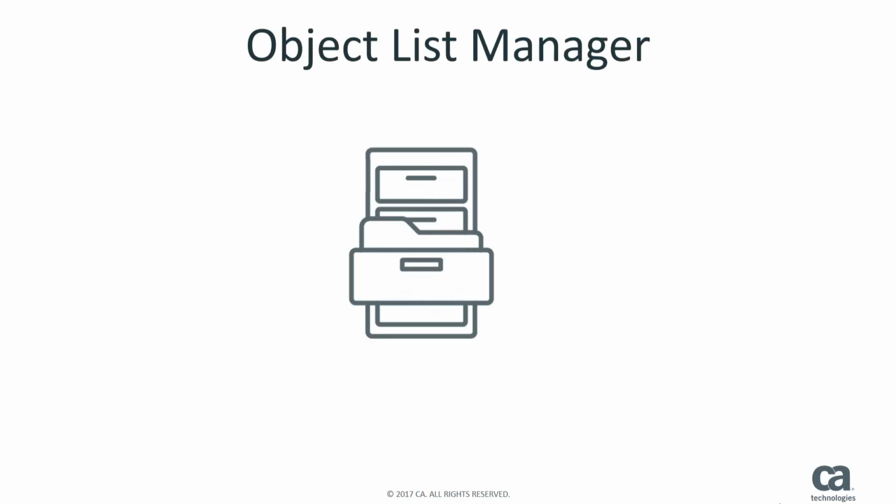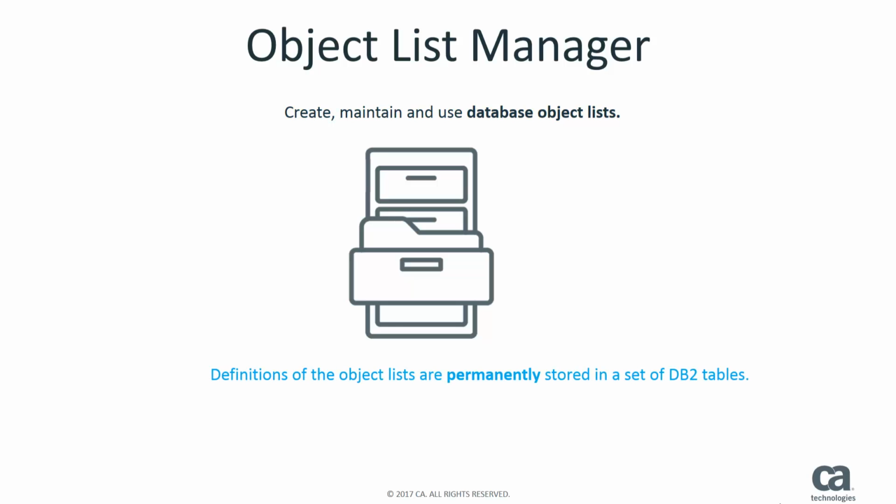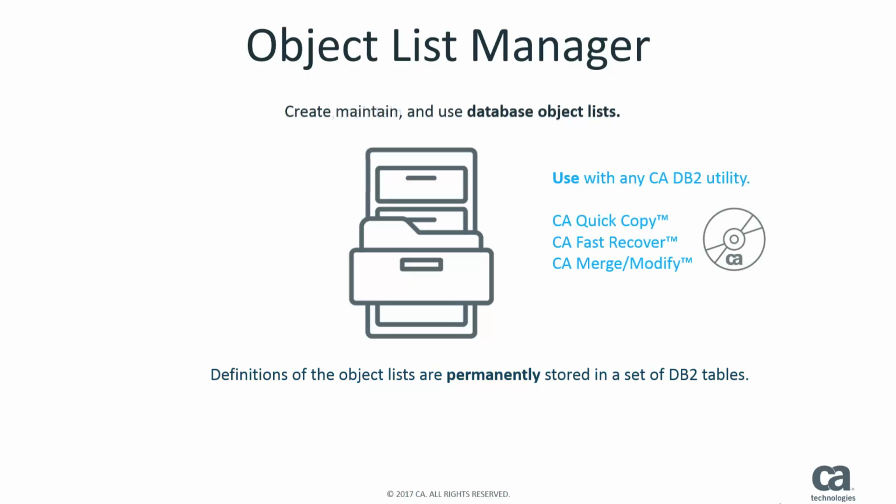Why not store your object lists in dedicated DB2 tables? Using Object List Manager, you can create, maintain, and use database object lists. Definitions for the object lists are permanently stored in a set of DB2 tables. Defining an object list once and reusing it multiple times or in multiple places saves time and reduces the chance of human error when performing backups or recoveries.